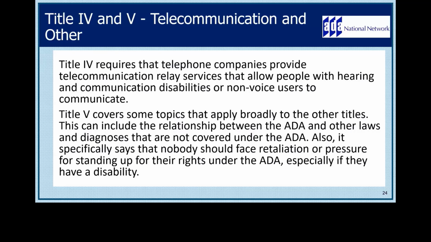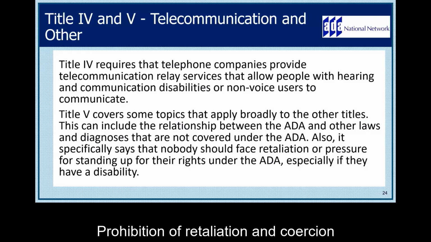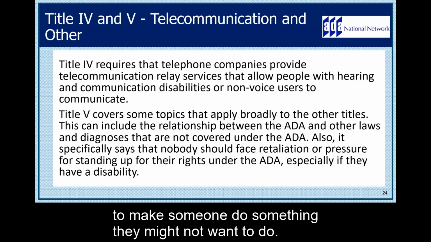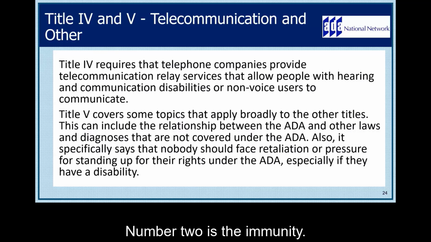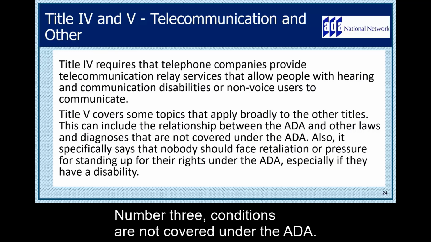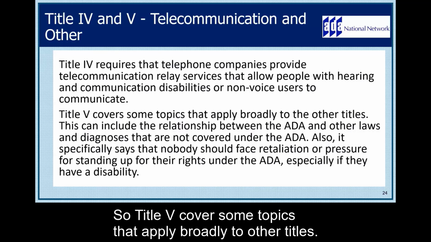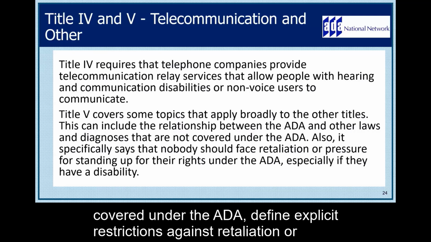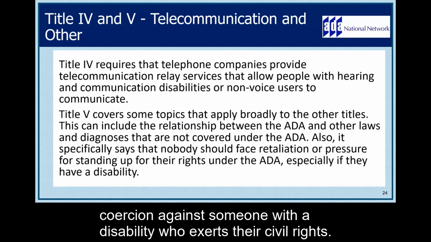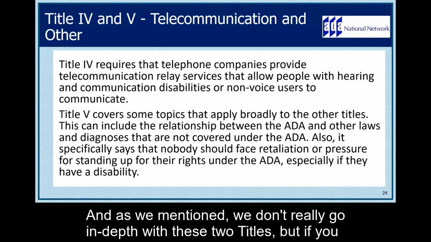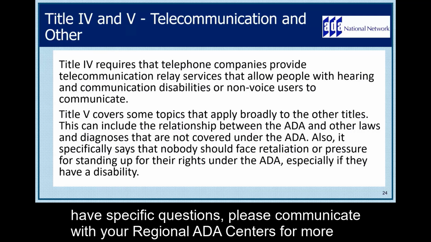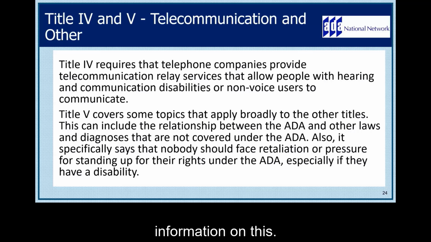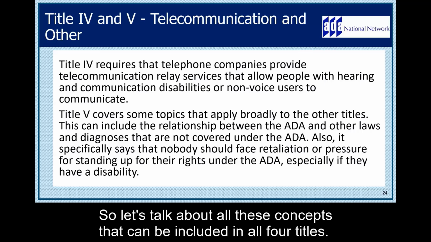For Title 5, some key ideas include, number one, prohibition of retaliation and coercion to make someone do something they might not want to do. Number two, state immunity. And number three, conditions that are not covered under the ADA. So Title V covers some topics that apply broadly to other titles. This can include the relationship between the ADA and other laws, conditions that are not covered under the ADA, and explicit restrictions against retaliation or coercion against someone with a disability who exerts their civil rights. As we mentioned, we don't go in depth with these two titles, but if you have specific questions, please communicate with your regional ADA centers for more information. So let's talk about all these concepts that can be included in all four titles.